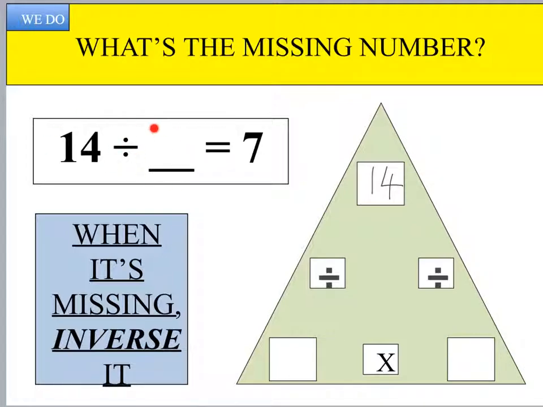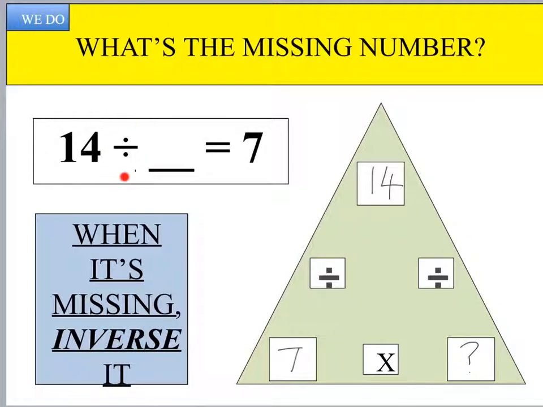14 divided by something, we don't know. So 14 divided by, I might put my something on this side. It doesn't matter which side you put it on. So 14 divided by something equals 7.